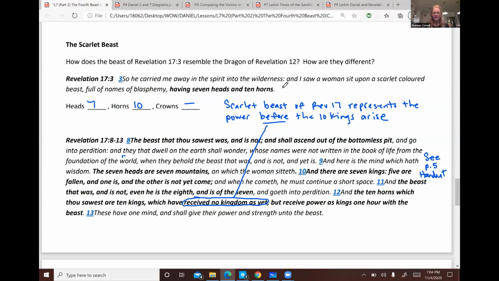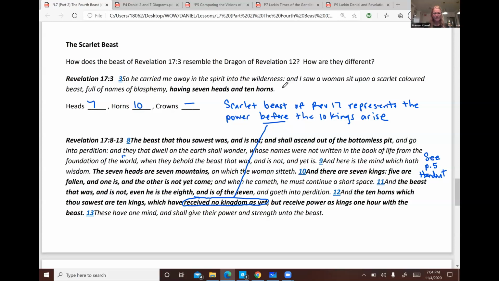And the beast in Revelation 17 has 7 heads. The dragon had 7 heads. The beast of Revelation 17 has 10 horns. The dragon had 10 horns. But remember, the dragon had 7 crowns. And no crowns are mentioned on this scarlet beast.